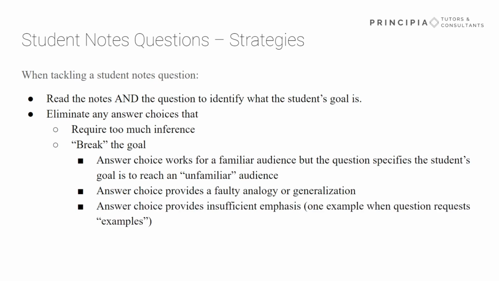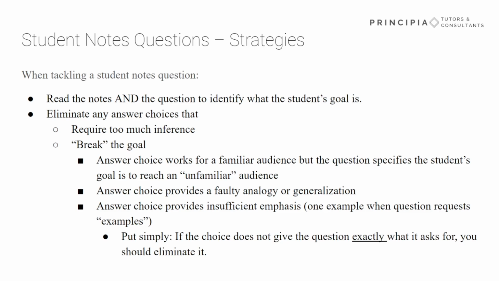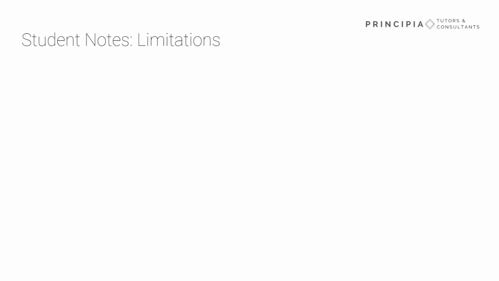If it's an insufficient emphasis, this is really nitpicky, but if it says examples plural and the choice only gives one example singular, you need to eliminate it. Remember, plural is 2 or more, so if you only get one, it's not correct. The goal's broken. Get rid of that choice. Put simply, if you're not giving the question exactly what it requests to accomplish the goal, you should eliminate the answer choice. All right, some limitations.